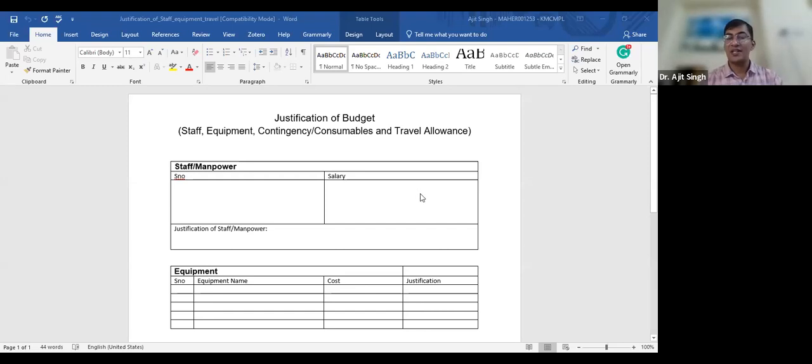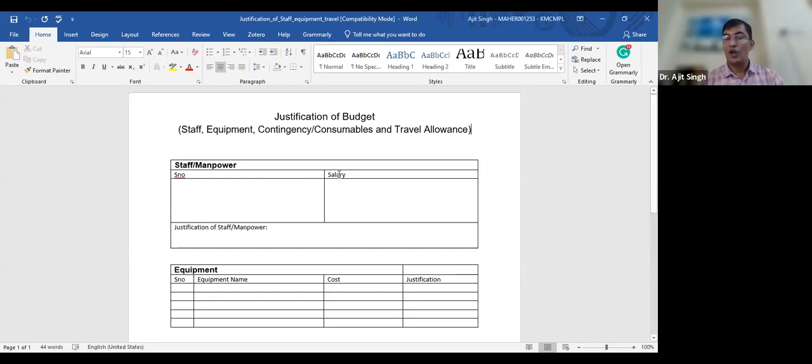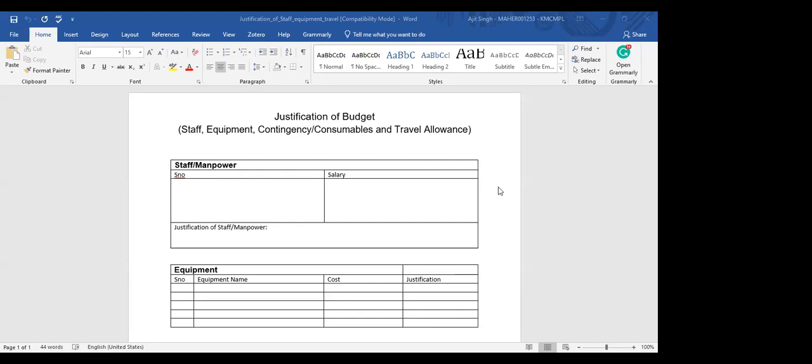Okay, so this is the budget justification. This is how you write the budget. This is from ICMR, the justification of budget: staff, equipment, contingency, consumables, travel allowance. Whatever is there, you have to mention it properly, people.